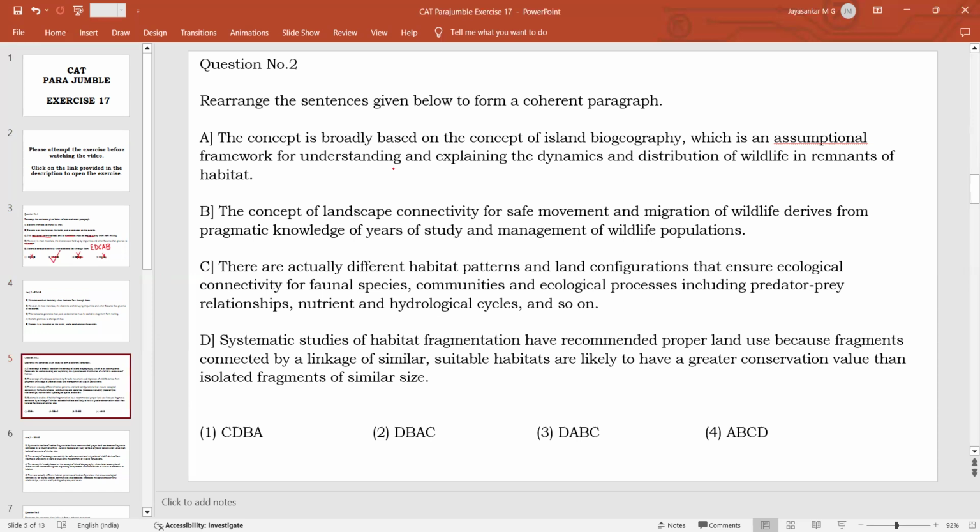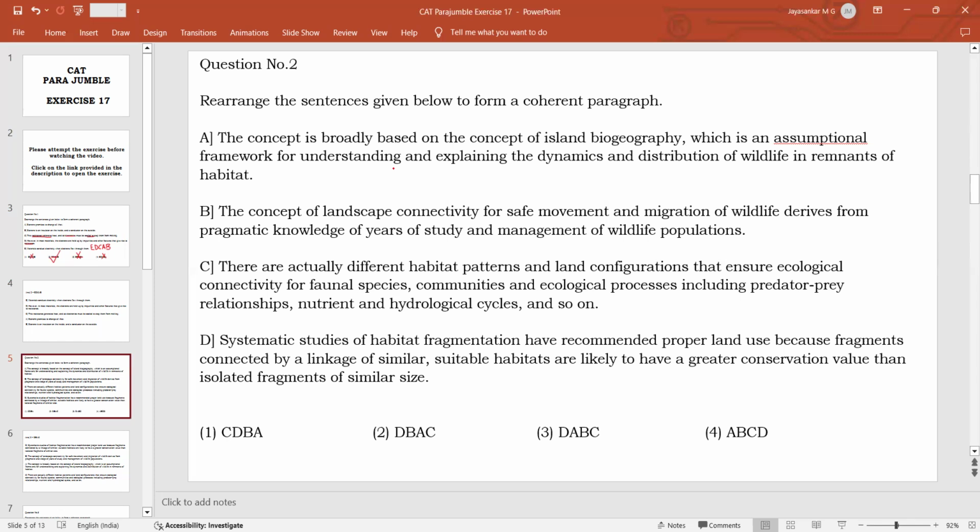If you read the sentences, they might seem a little tough to you. You might need a second or third reading in this particular para jumble question to understand the concept being discussed here. Once you do a second or third reading, you will know that the passage is basically talking about the importance of landscape connectivity between fragmented habitats. What is a fragmented habitat?